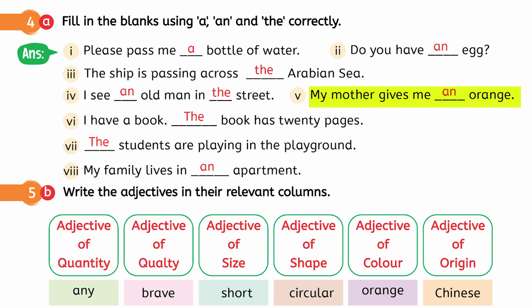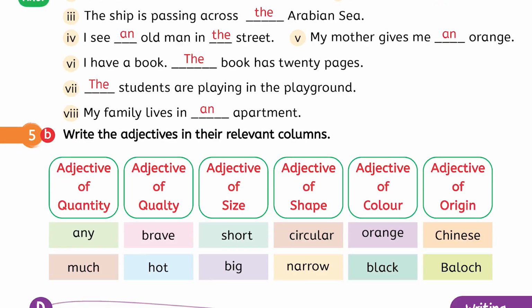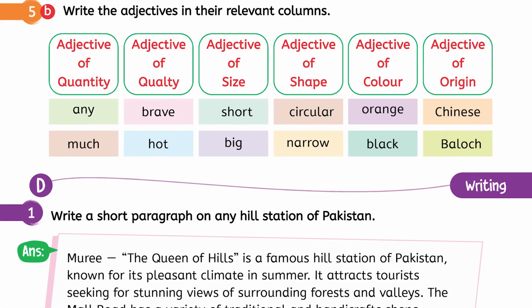I see an old man in the street. My mother gives me an orange. I have a book. The book has 20 pages. The students are playing in the playground. My family lives in an apartment.